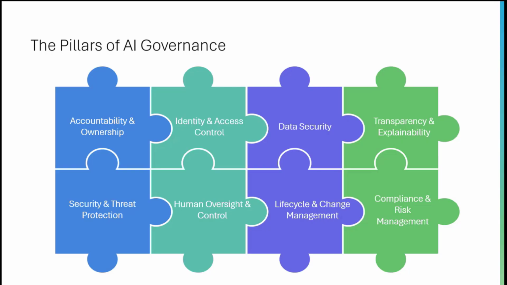So getting into the pillars of AI governance, you'll often see these spoken about differently, but this is my view on the pillars of AI governance. The first one is accountability and ownership. So whenever we have a decision around AI, maybe supported by AI, we need to make sure that we have somebody who is accountable for that decision and owns that decision as well.